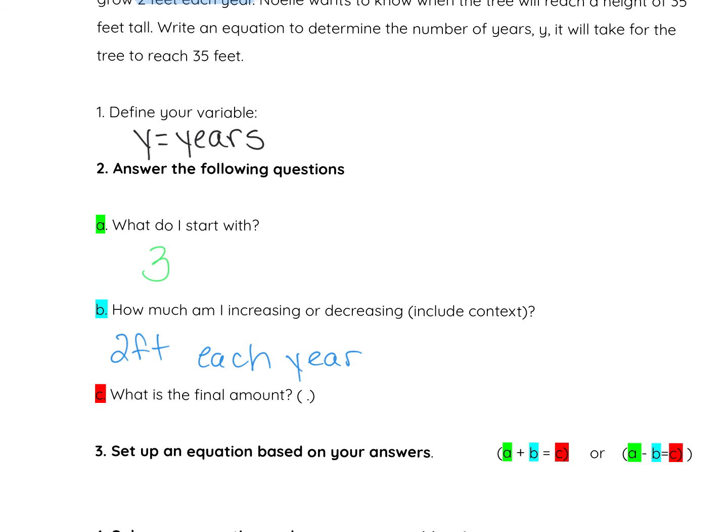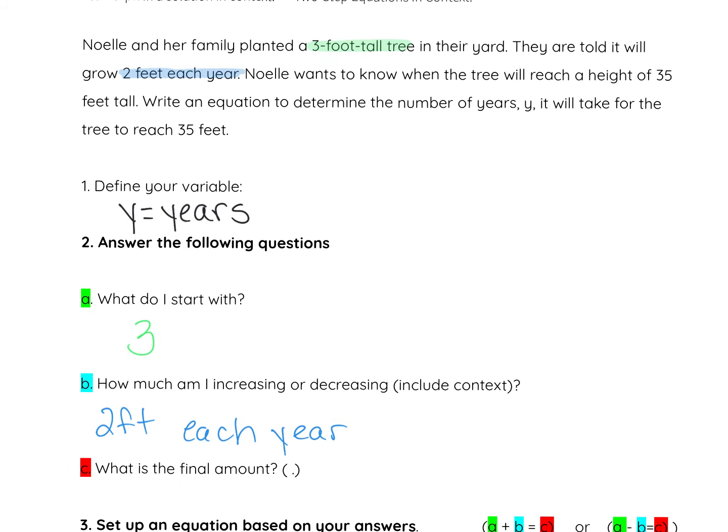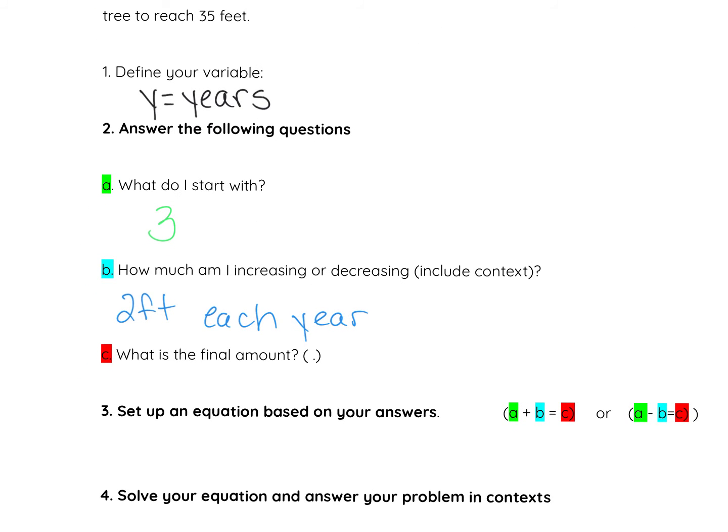Last, I need to find the total amount. I go up to my problem, and it says, Noelle wants to know when the tree will reach a height of 35 feet tall. So in the end, we're looking at a tree that is 35 feet tall. That's our ending time. That's our final amount. So we're going to go ahead and highlight that red and put it down here. 35. All right, and these are both feet.